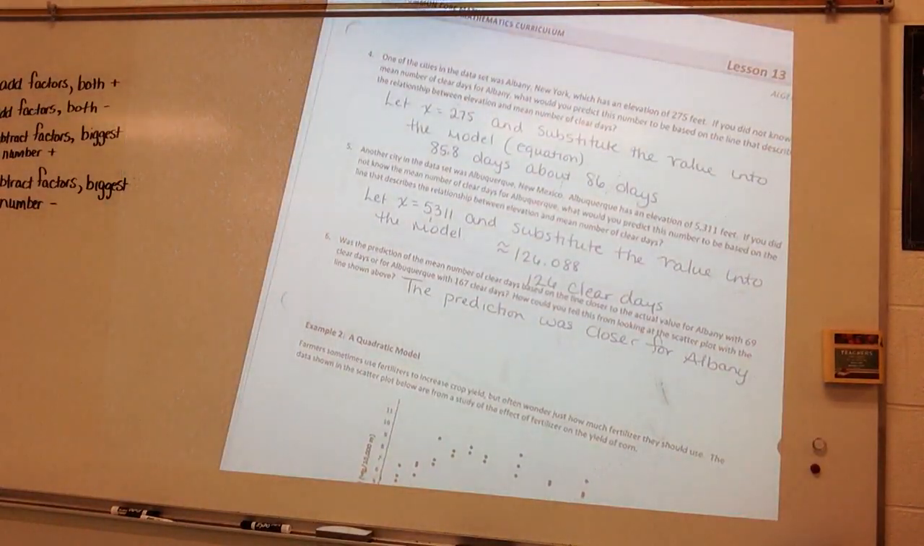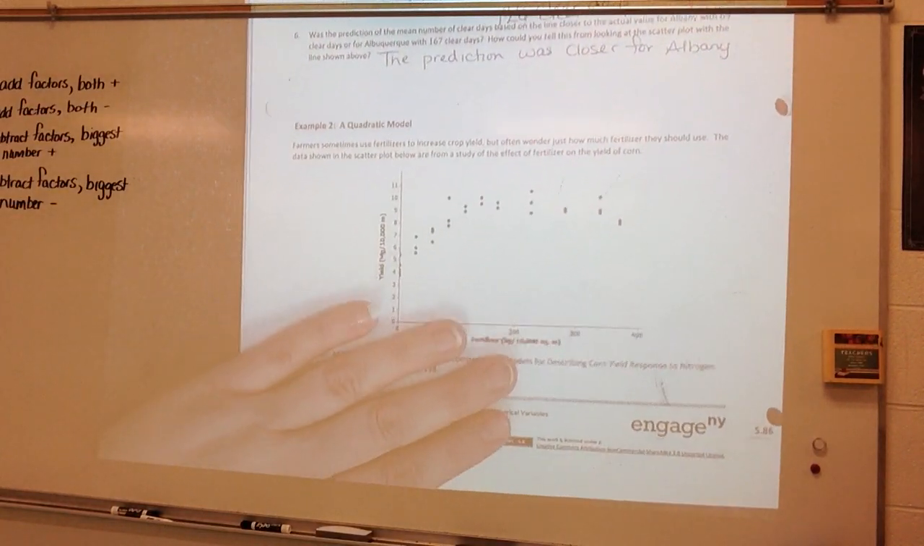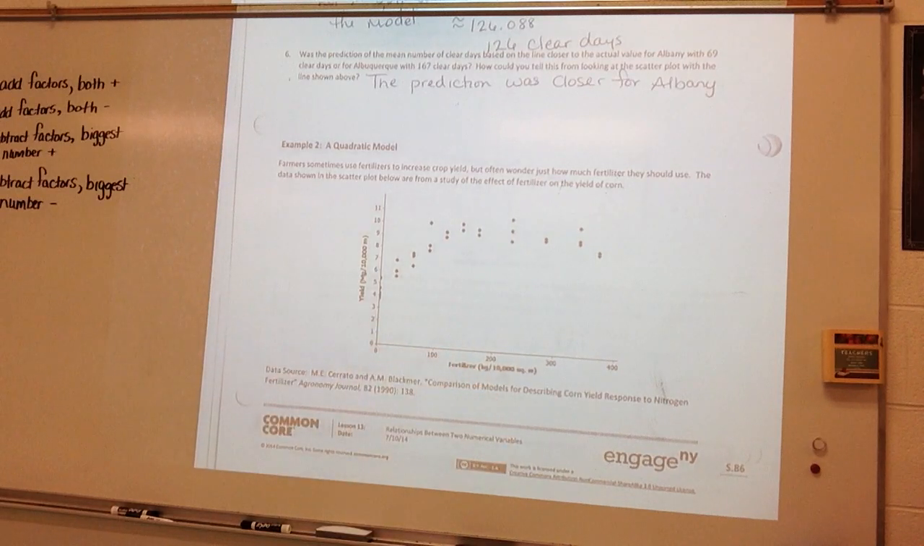All right, example number 2. So let's talk about something really quickly. Is fertilizer good for plants? Well, you can say yes, because it does help them grow. It gives them nutrients. But can a plant be over-fertilized? Yes, it can. How can we find the amount of fertilizer that produces the most corn? Well, that is what example number 2 is looking at. Farmers sometimes use fertilizer to increase crop yield, but often wonder just how much fertilizer they should use. The data shown in the scatter plot below are the study of the effects of fertilizer on the yield of corn.